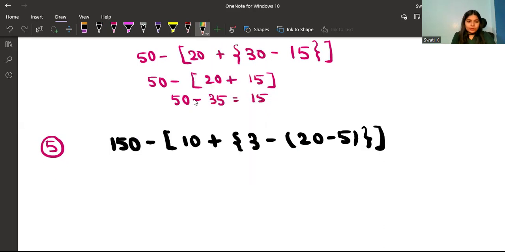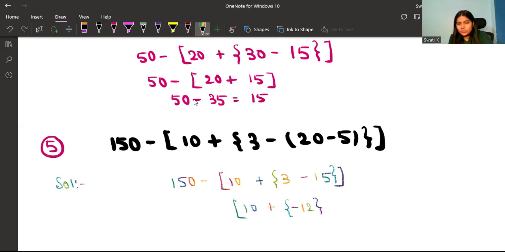All right, so let's go to the next one. Of course, we're going to solve 20 minus 5 first, which is 15. And then minus here 3, the curly bracket, then the big bracket, then plus 10, then the big bracket, then minus 150. Now I'll solve 3 minus 15, which is minus 12. I'll write the curly bracket as it is because I have two signs together. We never write two signs together. We always put a bracket. That is why I did not remove the curly bracket.